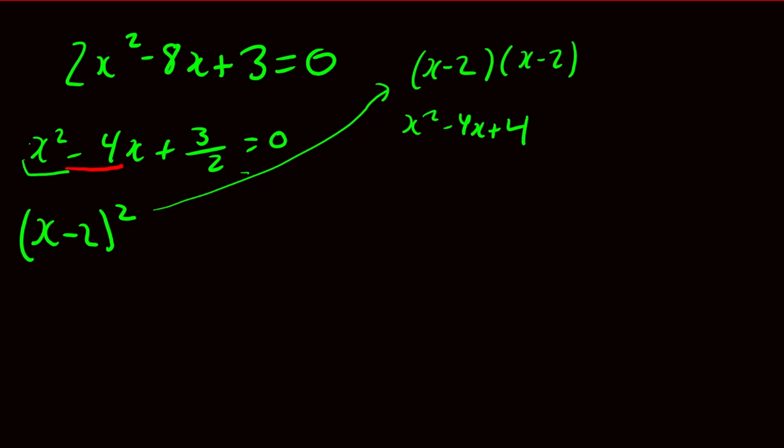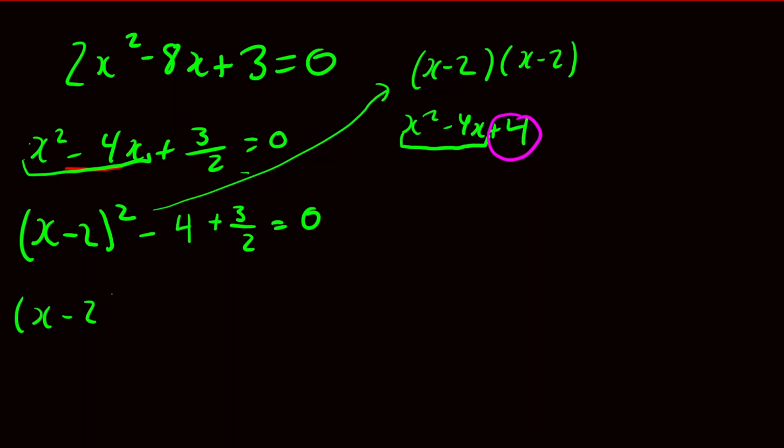So we have this minus 4x. Now we have this extra plus 4. So how do we get rid of a plus 4? We're going to subtract a 4. Now, remember, x minus 2 squared is the same thing as x squared minus 4x plus 4, which is why we subtract the 4, plus 3 over 2 equals 0. And then we just do our algebra, which you guys are masters at. So I'll just write this out for you guys. Minus 3. I'll speed this up a little bit too.